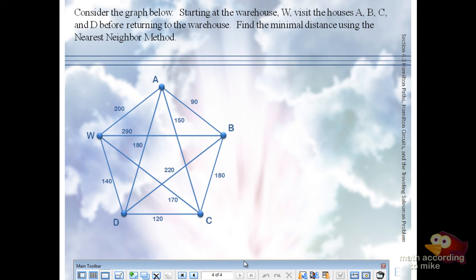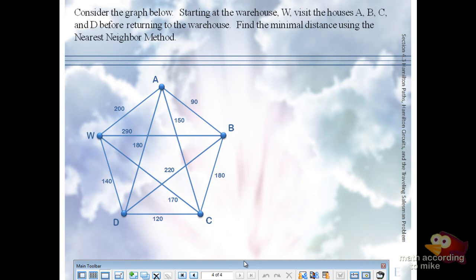Let us try one. Consider the graph below, starting at the warehouse W. You want to visit houses A, B, C, and D before returning to the warehouse. Find the minimal distance using the nearest neighbor method.